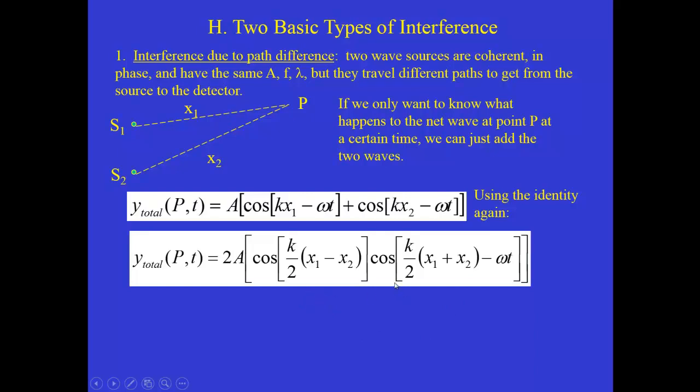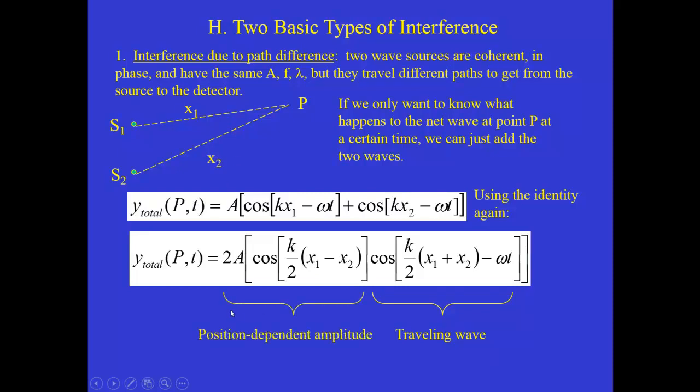You'll notice that the second term on the right-hand side looks a lot like the individual waves, because it's k times some kind of a distance, and in this case the distance is the average of the two distances, minus omega t. So this term at the end has the same mathematical form as a traveling wave. So the sum of the two waves produces a net traveling wave that gets to point P. But look what's out in front of that traveling wave. Not only do we have 2a, but we've got a cosine term that doesn't depend on time, but does depend on the difference of those two distances, x1 and x2.